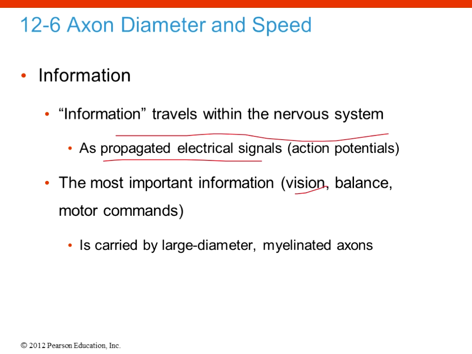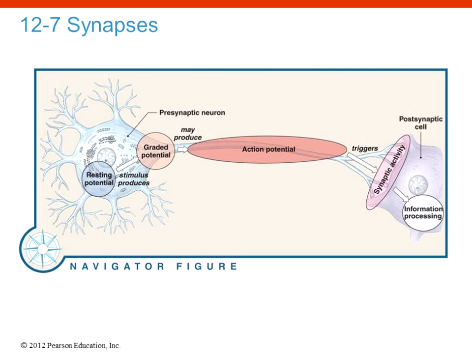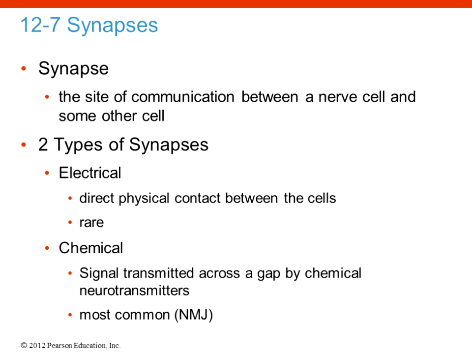Most important information like vision, balance, and motor commands are carried by larger diameter myelinated axons, which are type A, right? All right, so the next part after the action potential is the synapse. That's where the impulse will arrive. The synapse is the site of communication between a nerve cell and some other type of cell.